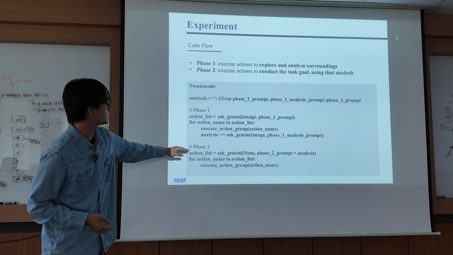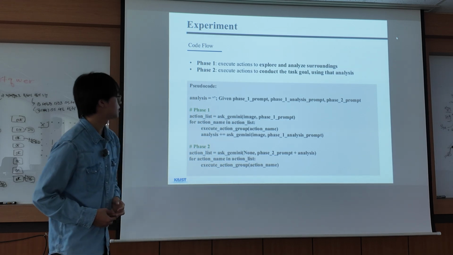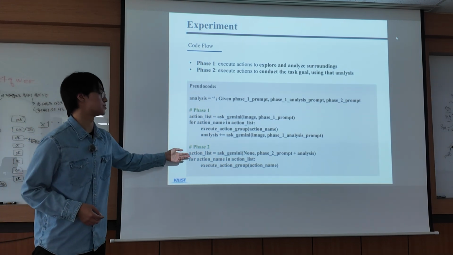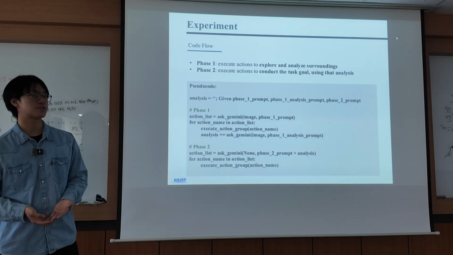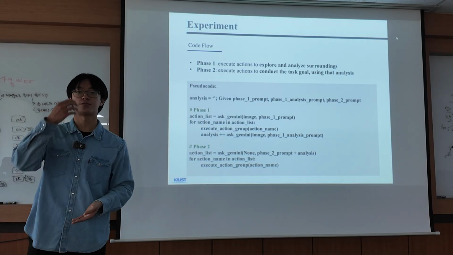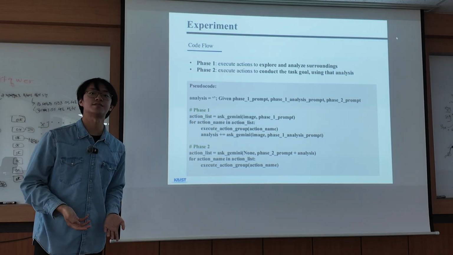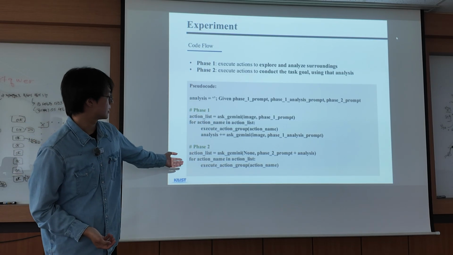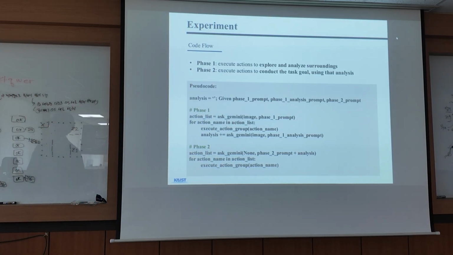And then in phase two, given the analysis and the phase two prompt, you should ask Gemini how you can execute that kind of mission to succeed at that task. Then it should return some actions. Given those actions, you should execute them one by one to complete the task.